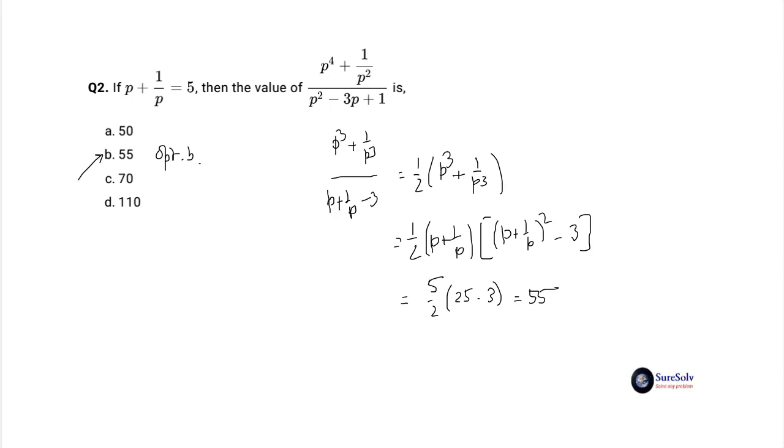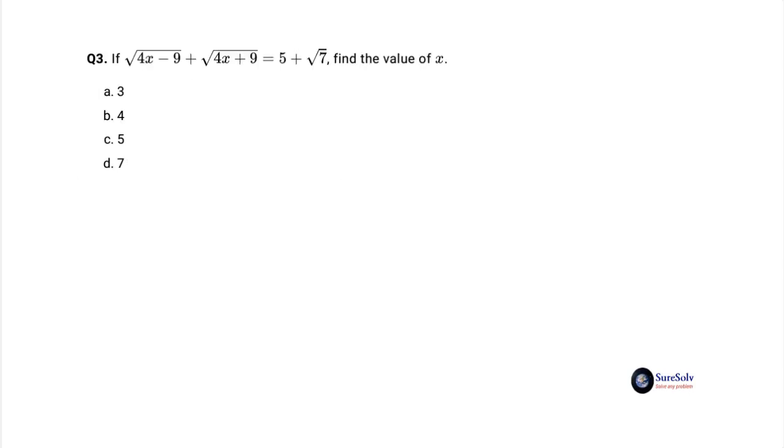Let's see the third problem. Question 3 is, if root over 4x minus 9 plus root over 4x plus 9 equal to 5 plus root over 7, find the value of x. Option A is 3, option B 4, option C 5, and option D 7.